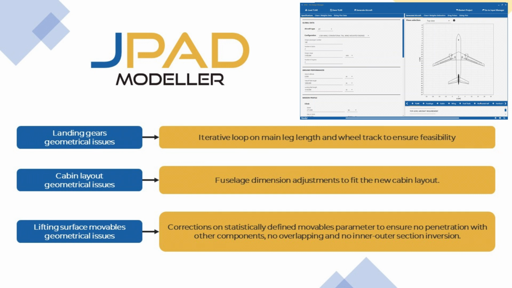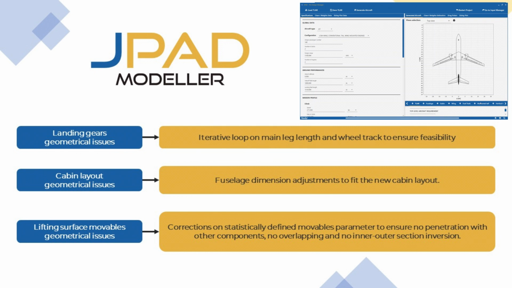Second, in the case of a cabin layout that may not fit to the statistically defined fuselage dimensions, a sequence of adjustments will be carried out on the fuselage diameter and on each fuselage trunk to ensure an adequate aisles width and to enforce no penetrations between the cabin and the fuselage outlines.